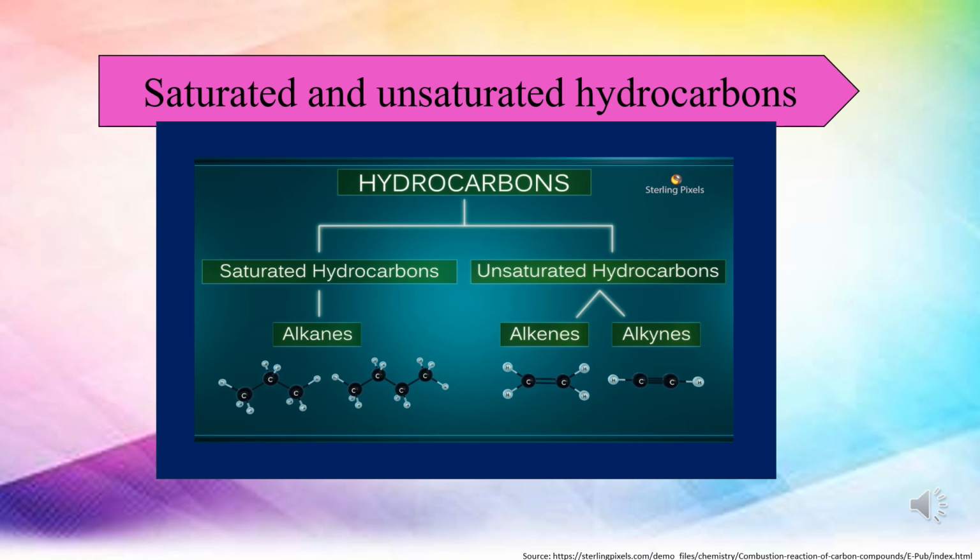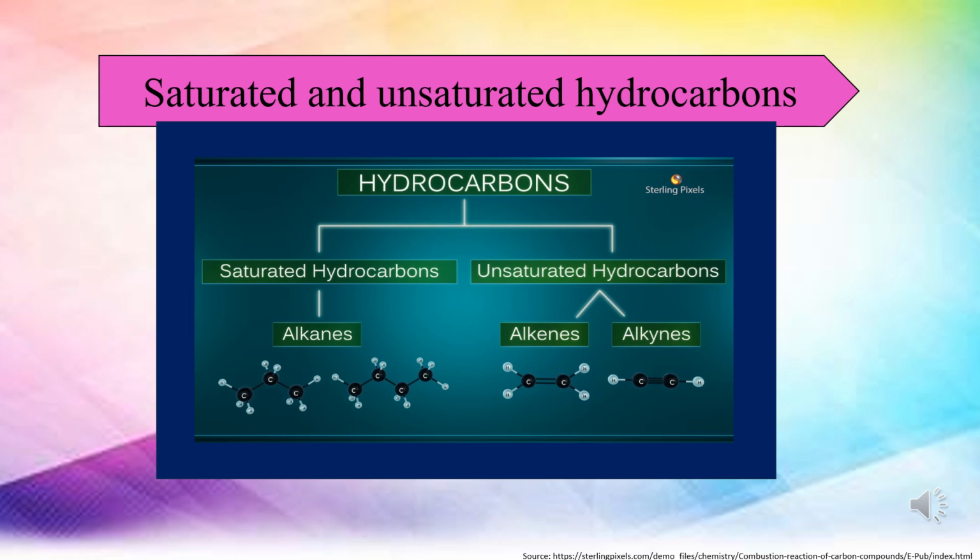So, types of hydrocarbons. Hydrocarbons are of two types, which are saturated hydrocarbons and unsaturated hydrocarbons. The saturated hydrocarbons are those in which all of the carbon atoms are connected by single bonds. Saturated hydrocarbons are also called alkanes. So, an alkane is a hydrocarbon in which the carbon atoms are only connected together by single covalent bonds. In an alkane, there are no double or triple bonds.